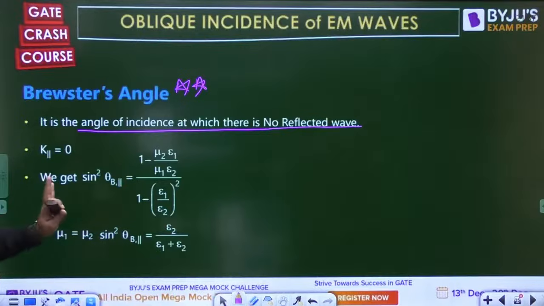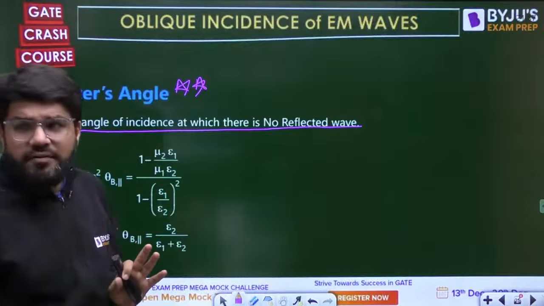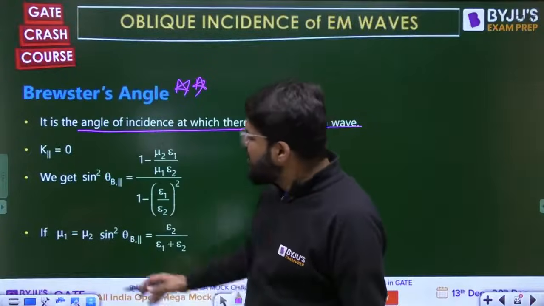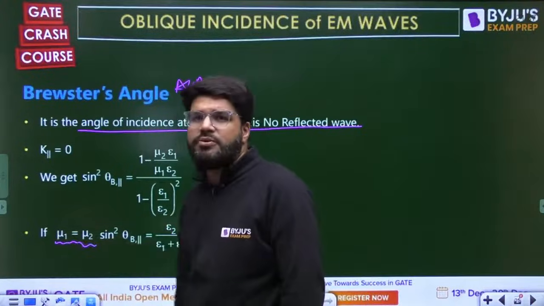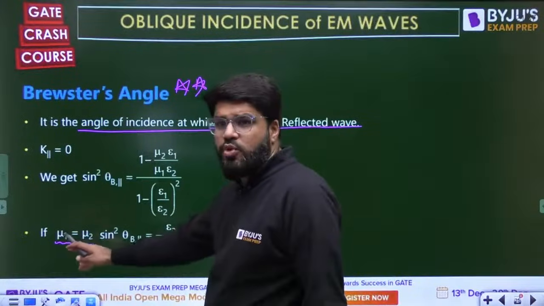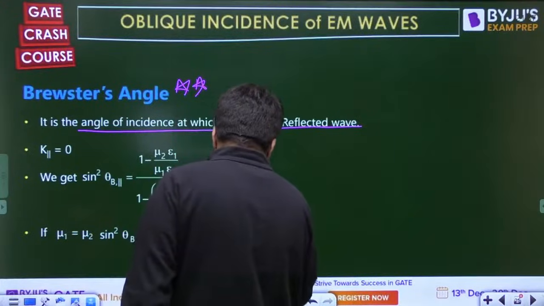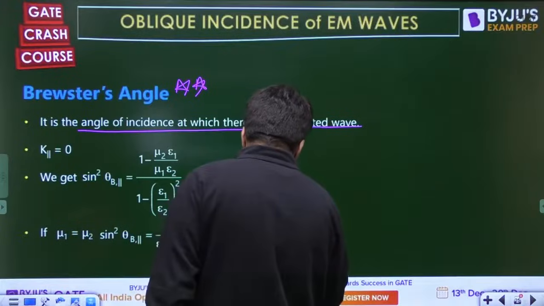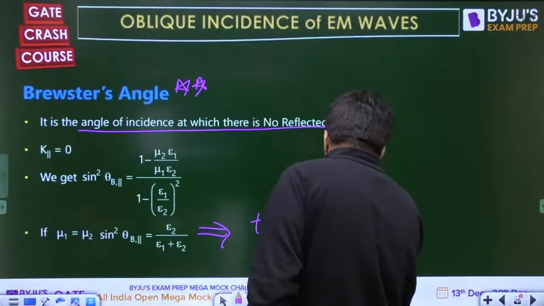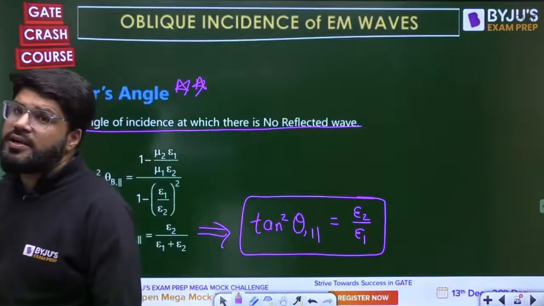Usually when you get the question of Brewster's angle for p polarization, parallel polarization, 99% expect that both the mediums will have the same permeability, or both mediums can be non-magnetic, such that after putting mu1 equal to mu2, you will have the formula. Forget sine square. Remember the easier formula in terms of tan square. So tan square theta b parallel, theta b p, is given by epsilon 2 divided by epsilon 1. Better remember it in terms of tan square.